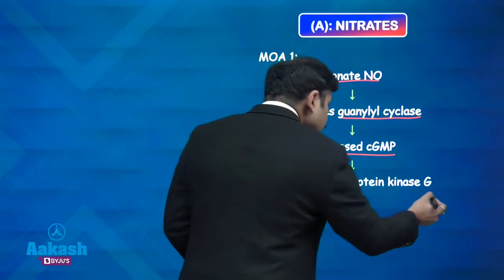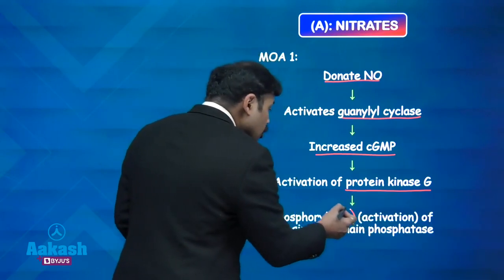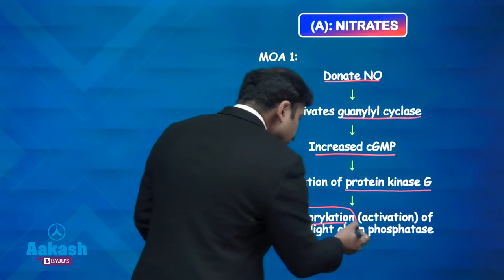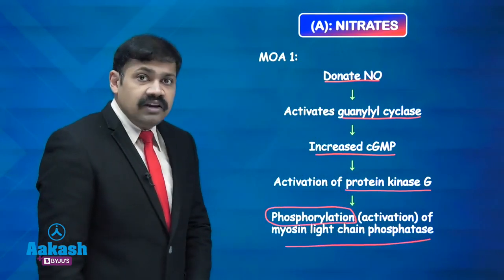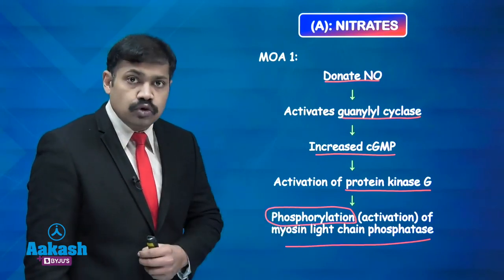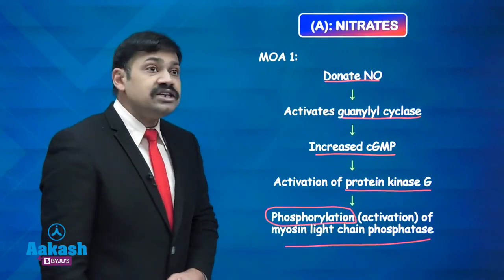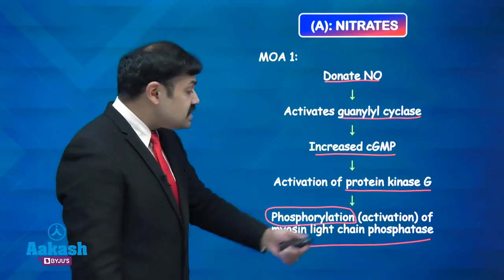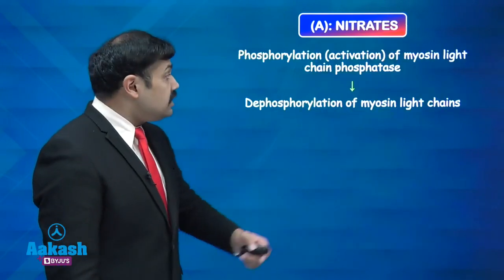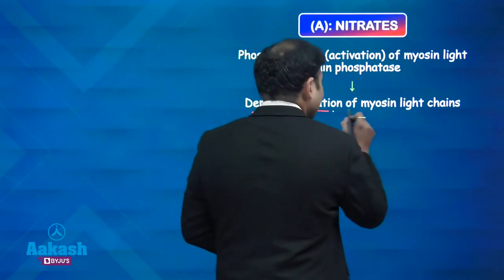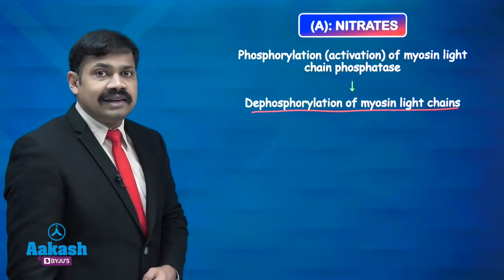What does cyclic GMP do? It activates protein kinase G, and this protein kinase G causes phosphorylation of myosin light chain phosphatase. We know kinase means something which donates phosphate groups, so it donates a phosphate group to the enzyme myosin light chain phosphatase. And phosphatase is a dephosphorylating enzyme. So what does this dephosphorylate? Myosin light chains.